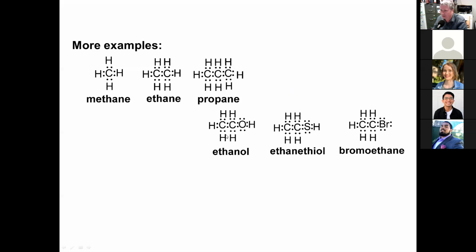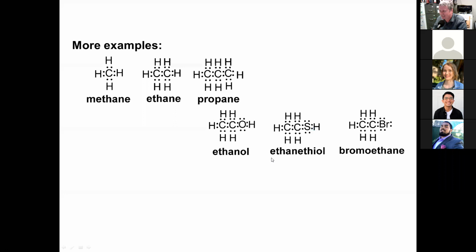Ethanol, of course, is CH3CH2OH. Each of the atoms, carbons and oxygens, have a full octet. Ethane thiol, you may not have heard of before. It's the same thing, except it has sulfur instead of oxygen, and they look kind of similar.